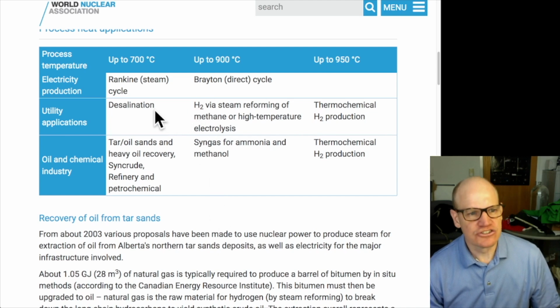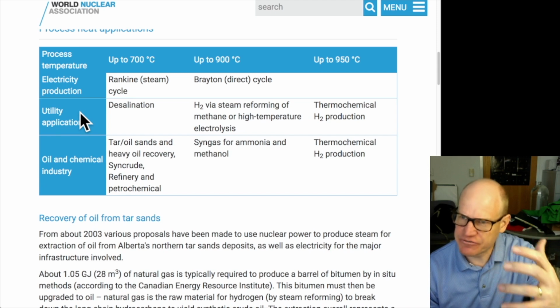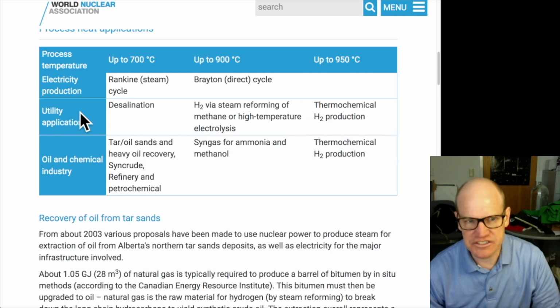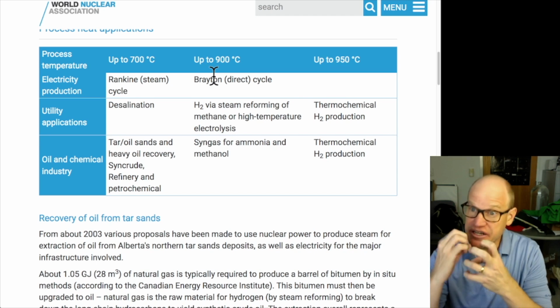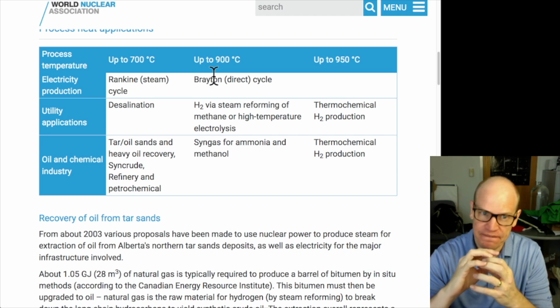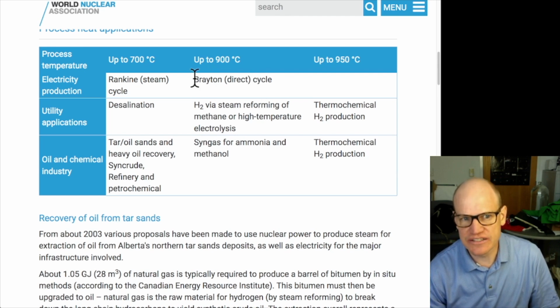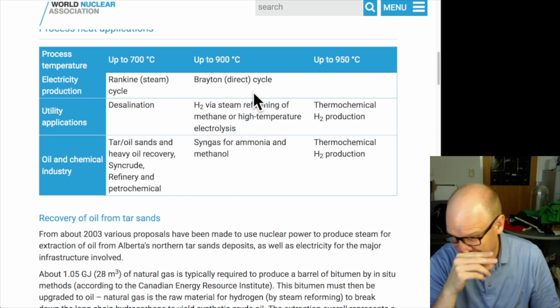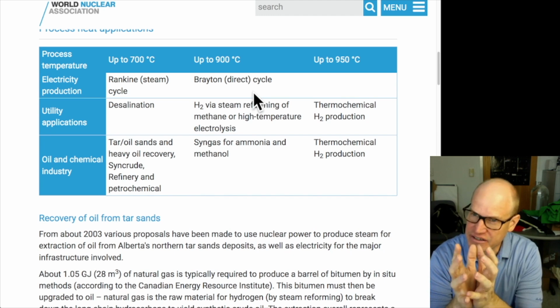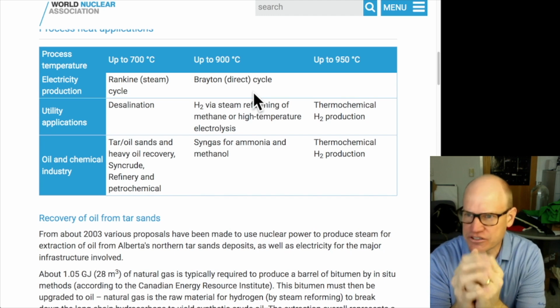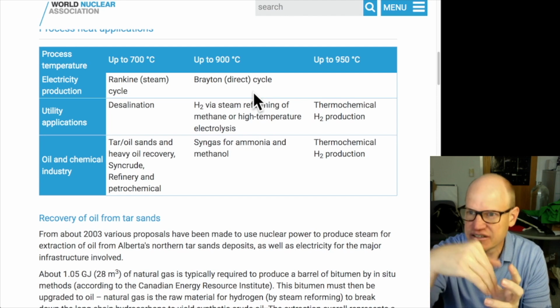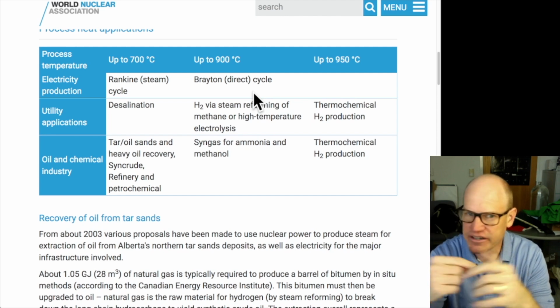Okay, so utility applications aside, what can you do with nuclear process heat? If you have nuclear process heat at 900 degrees, then you can heat up a gas and do electricity production. Instead of burning a fossil fuel to raise the temperature of the gas, you could inject high temperature gas into your turbine and produce electricity that way.